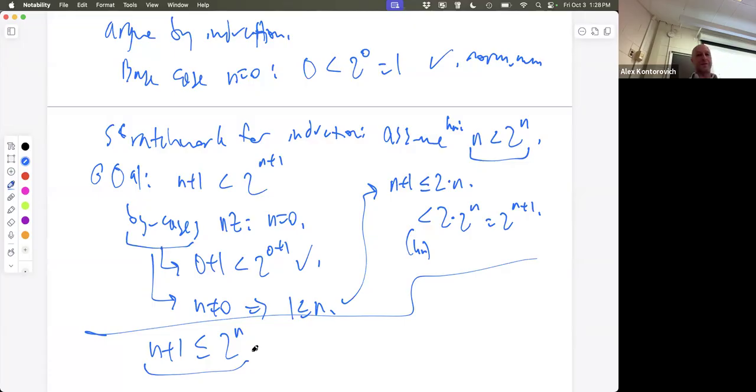You get n plus 1 is less than n plus 1. Yes. And then, since n is not negative, the 1 on the right side is less than or equal to 2 to the n. Okay. And 1 is less than or equal to 2 to the n. Yeah, that's another way of doing it. All right, fine. We don't have to use by_cases if you don't want.